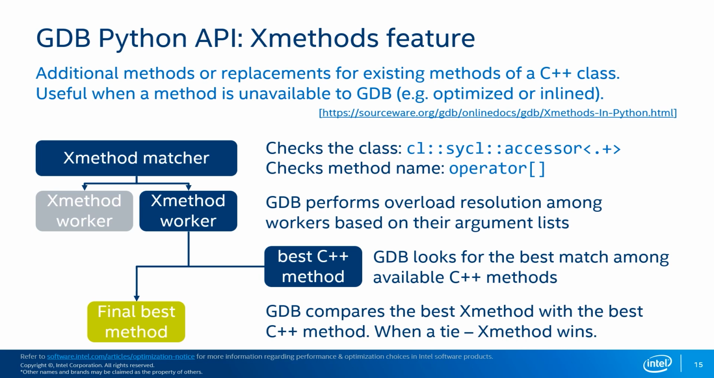Each worker usually corresponds to an instance of an overloaded method and has a list of its argument types. Based on this list, GDB then performs the overload resolution and picks the best matched xMethod worker. Separately, GDB also looks for the best match among the available C++ methods. Then it compares the best xMethod worker with the best C++ method and chooses the winner. In case they are equally good, GDB chooses the xMethod, as its invocation does not require resuming the inferior, which might perturb the debugging state.